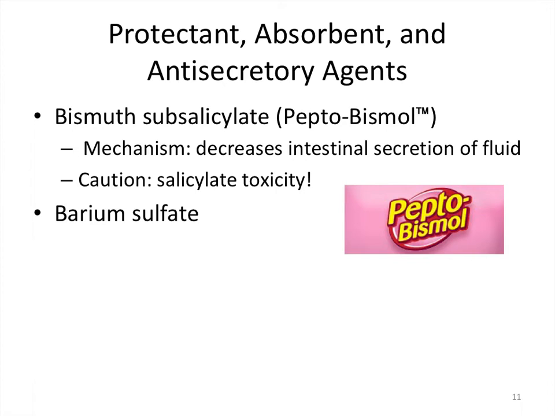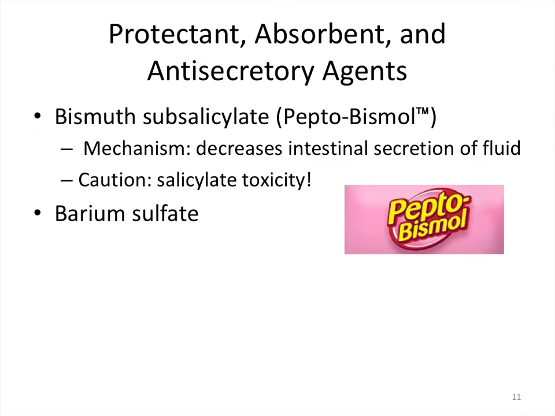Now, a much more common class of drugs that is used are called the protectants or absorbents and anti-secretory agents. The most famous one, perhaps, is called Pepto-Bismol. You probably all have had a chance to use it at one time in your life. And it's called bismuth subsalicylate. So its mechanism, in addition to being protectant and having this ionic metal of bismuth, is a salicylate and not a non-steroidal anti-inflammatory drug. So its mechanism is to decrease intestinal secretion of fluids.